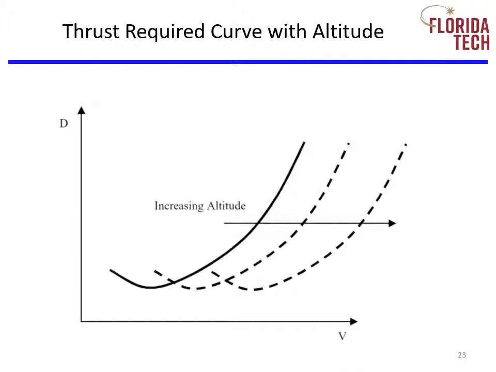Increasing altitude, which is the same as decreasing density, affects the thrust required curve by increasing the induced drag and decreasing the parasite drag. The net result is the whole curve shifts to the right. Notice the minimum drag is unchanged. It is a common misconception that drag goes down as you go up in altitude. This is really only true if you are flying faster than the velocity for minimum drag.